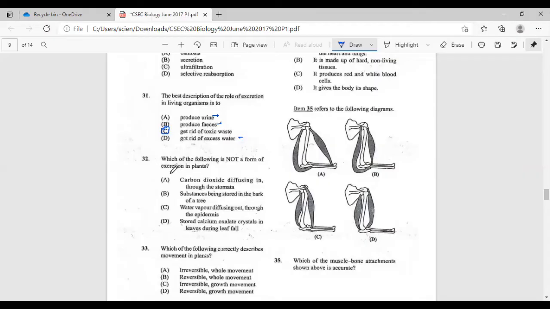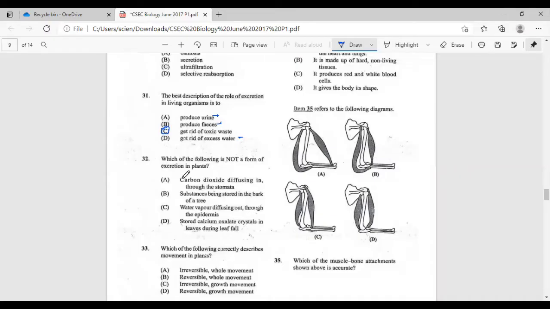32. Which of the following is not a form of excretion in plants? So we have A, carbon dioxide diffusing in through the stomata, B, substances being stored in the bark of a tree, C, water vapor diffusing out through the epidermis, D, stored calcium oxalate crystals in leaves during leaf fall.